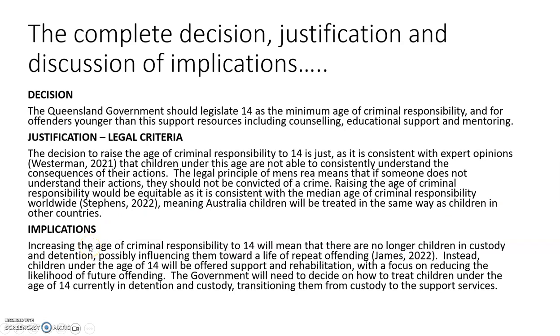Implications: so increasing the age of criminal responsibility to 14 means there are no longer children in custody and detention, possibly influencing towards that possibility of repeat offending. Instead, they'll be offered support and rehabilitation, reducing the likelihood of future offending, and the government will need to decide how to treat children under the age of 14 currently in detention and custody.